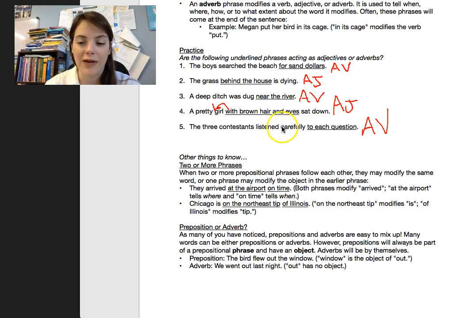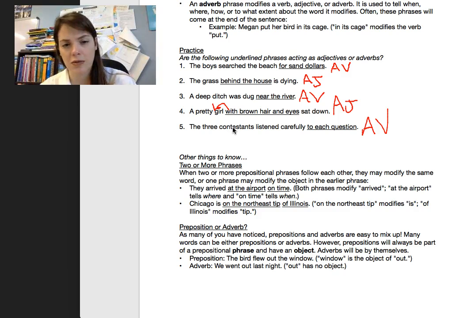So we actually had 2 adverbs there. Carefully is a regular old adverb telling us how they listened, and then also to each question, also telling us how they were listening. It doesn't make sense to say that it's describing contestants, because we wouldn't say the to each question contestants. Doesn't really make sense.